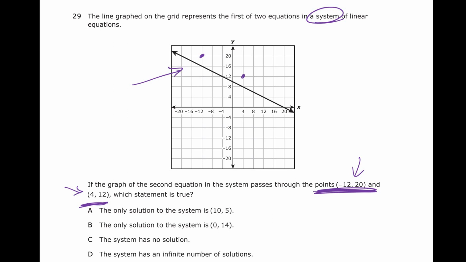We draw that line, and we can notice that it is a parallel line to the original one. We can check the slopes. Down 2, over 4, down 2, over 4. So they are parallel lines. So how many solutions? There is no solution. They do not intersect.